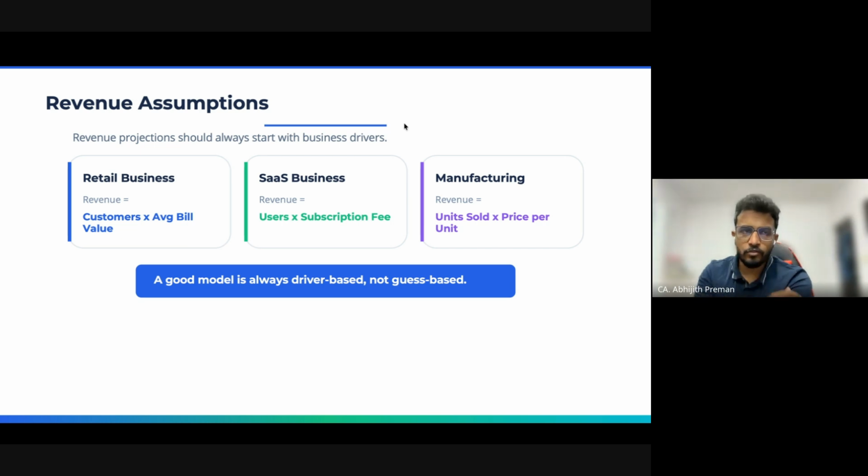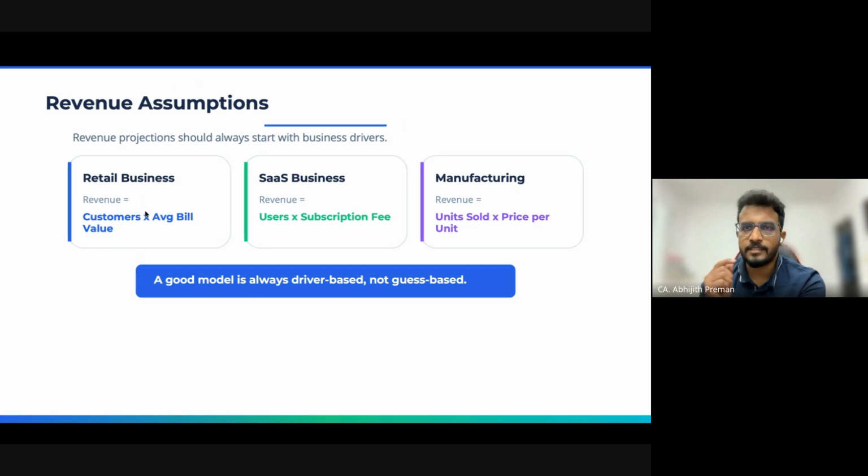Revenue projection should always start with business drivers. This is what people typically forget to do. You cannot simply project a revenue of 10 lakh rupees in one month. It should have a business driver. In a retail business, revenue is equal to customers times average bill value. You need to estimate the number of customers coming to your website or store, and what the average order value is going to be. The revenue should be a multiple of that and not simply 10 lakhs or 15 lakhs.